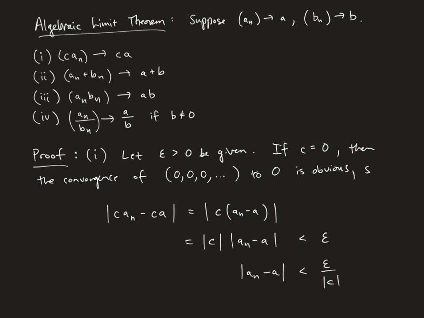Or maybe I won't say obvious. You should really check it from the definition, but it's incredibly straightforward. It's probably the easiest type of convergence proof you could do. So the convergence of that to 0 is easily established. So assume that C is not equal to 0.